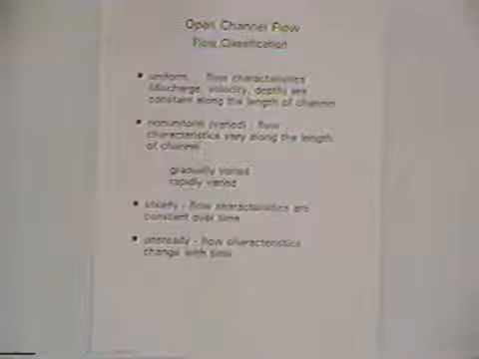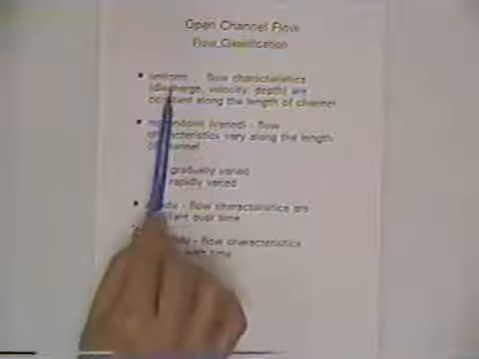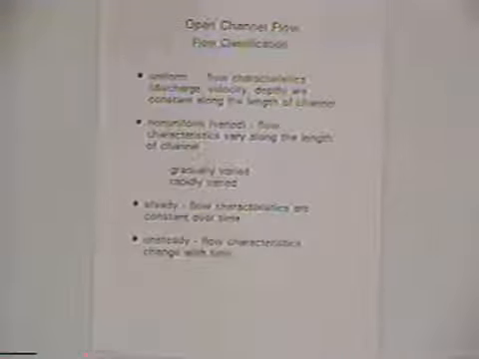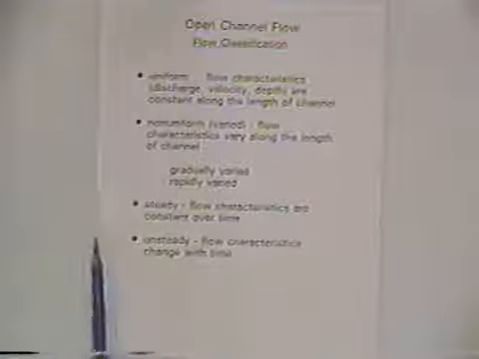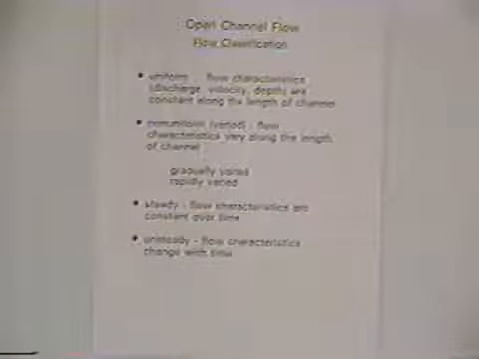And the formulas that were given in the reference handbook are for uniform, steady flow. So we're going to focus our attention on steady, uniform flow and stop with that. And so uniform flow means that the depth, the cross-sectional area, the velocity, the discharge at every section are constant.